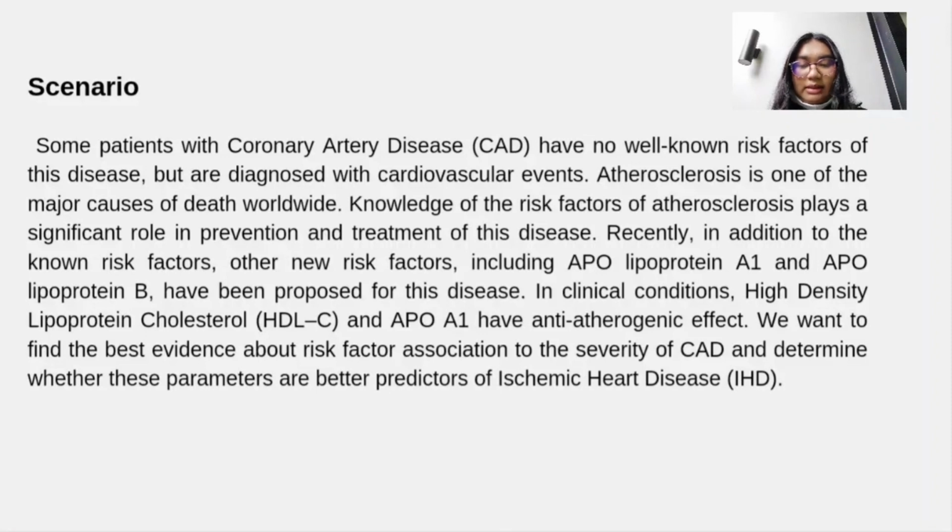Recently, in addition to the known risk factors, other new risk factors including apolipoprotein A1 and apolipoprotein B have been proposed for this disease. In clinical conditions, high-density lipoprotein cholesterol and ApoA1 have anti-atherogenic effect. We want to find the best evidence about risk factor association to the severity of CAD and determine whether these parameters are better predictor of ischemic heart disease.